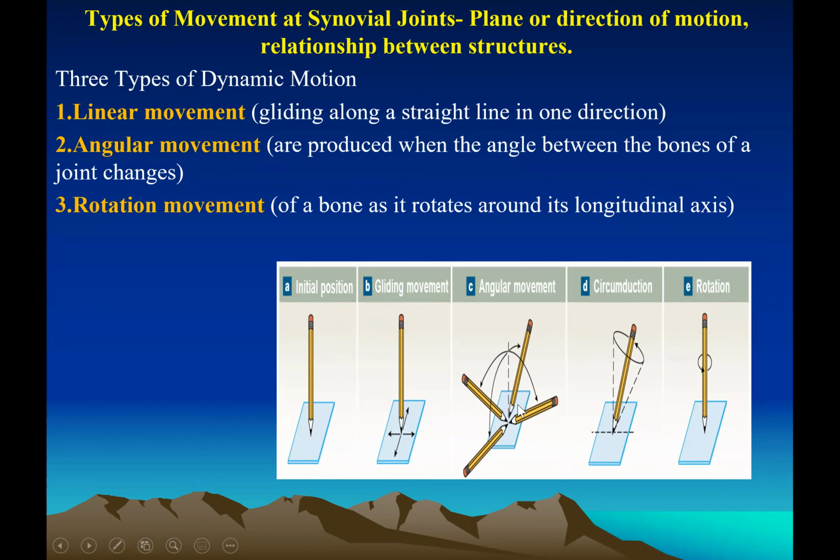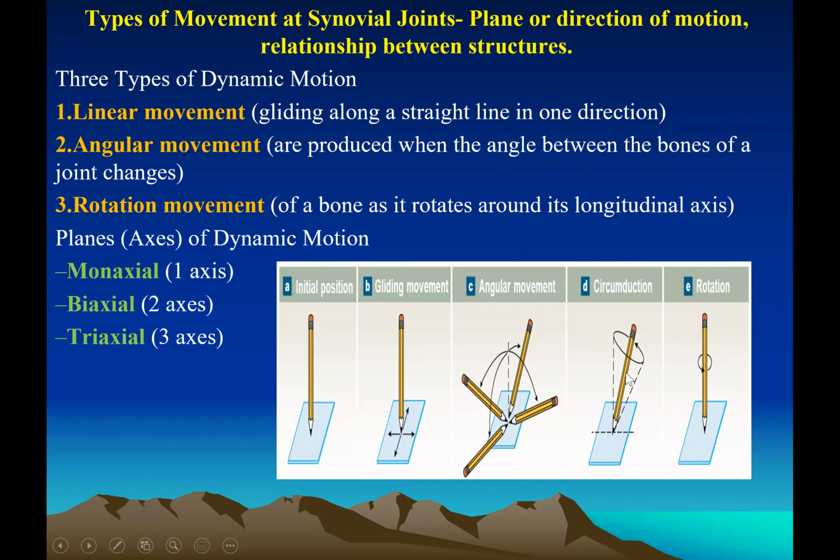Angular movements are produced when the angle between the articulating bones changes. So the angle is changing, and it's called angular movement. When it rotates on its longitudinal axis, it's called rotational movement. If it can move in one plane, it's called monoaxial. Two planes, biaxial. If it can move in three axes, it is triaxial. All these are called the dynamic motion of the joints.